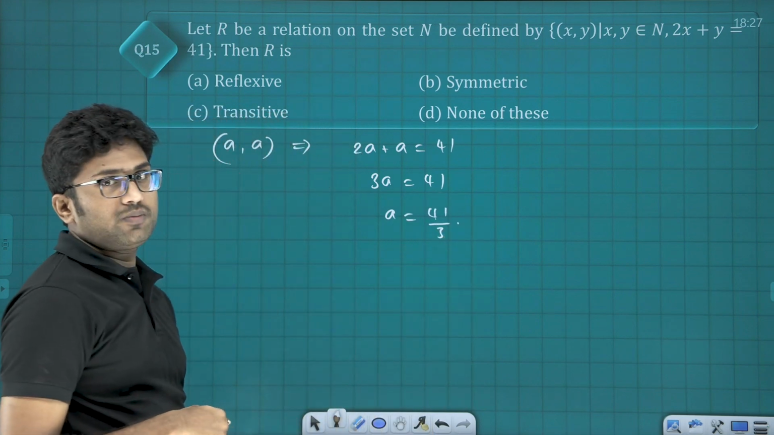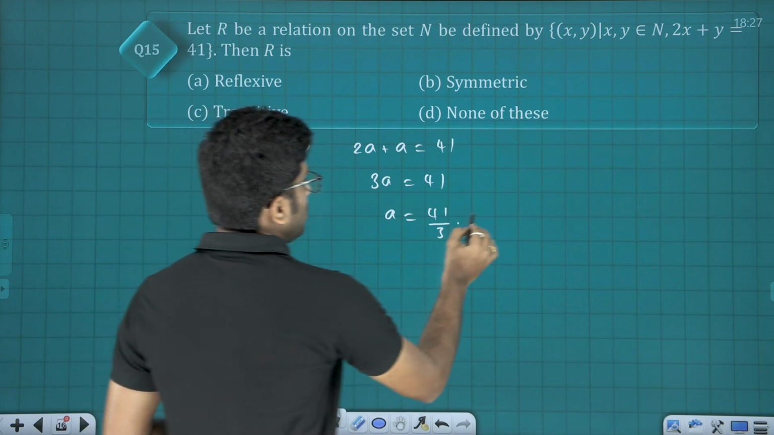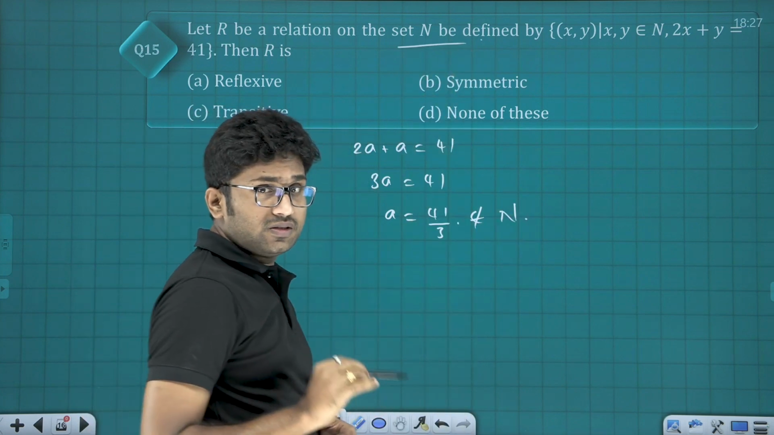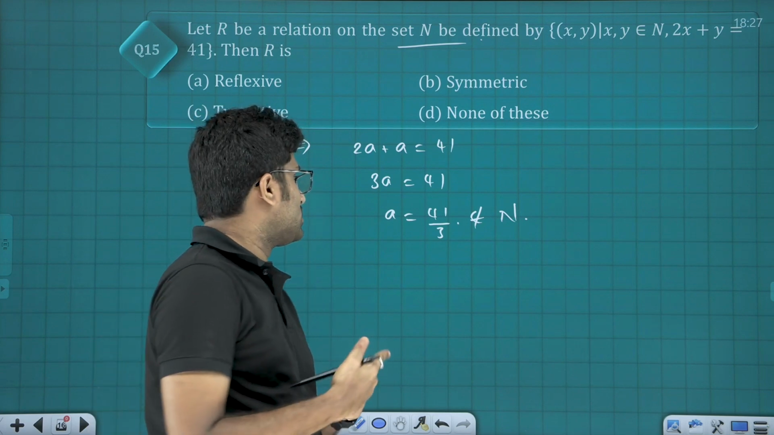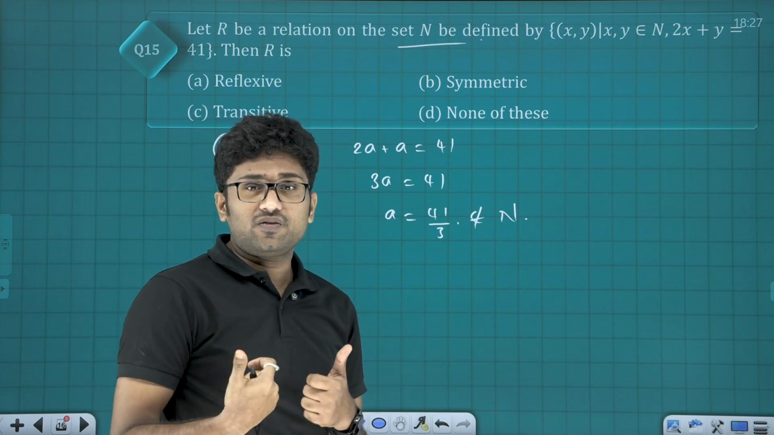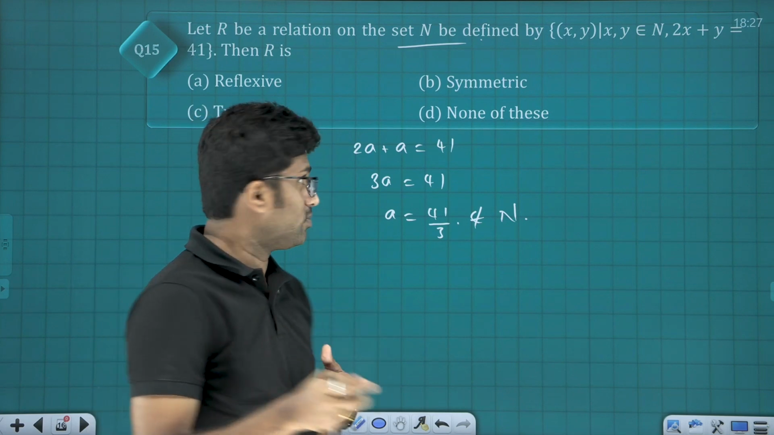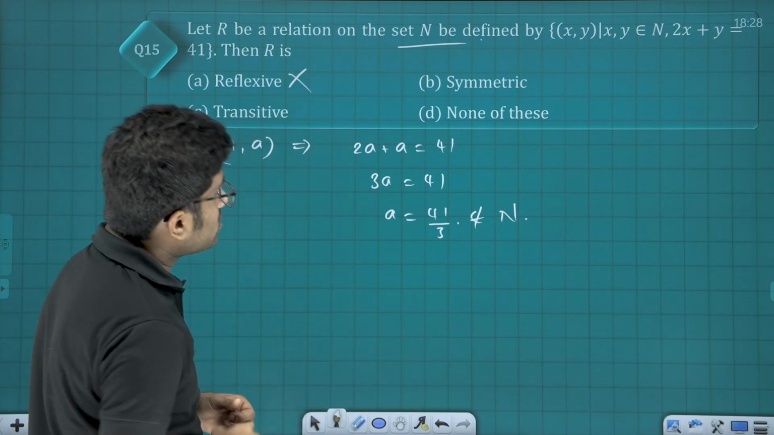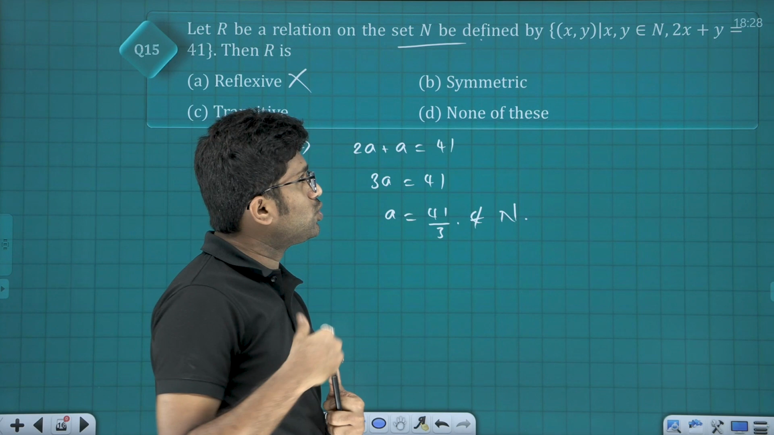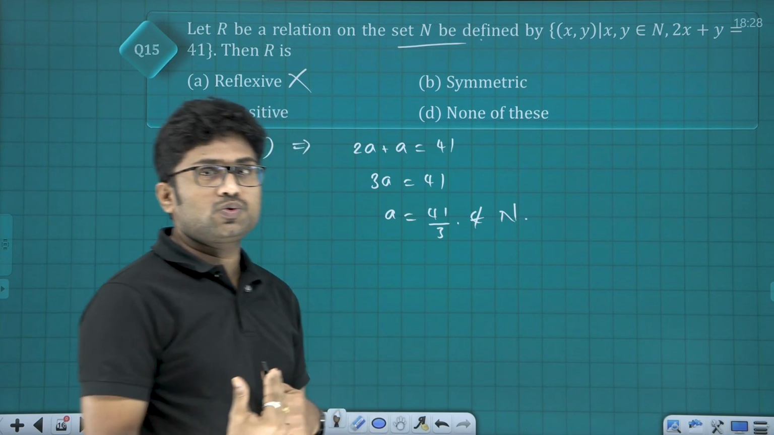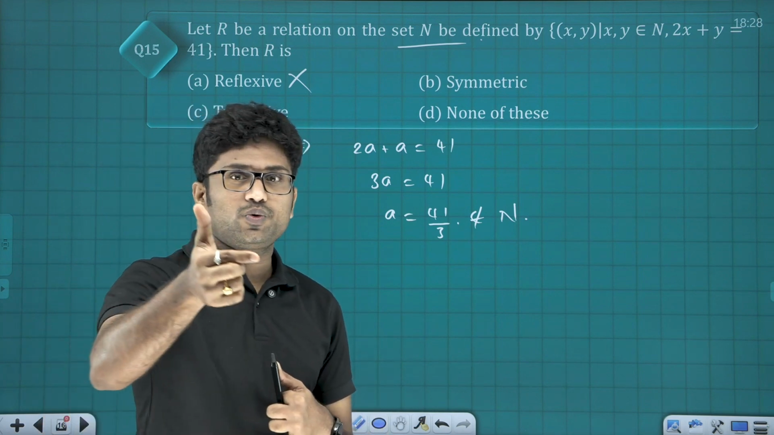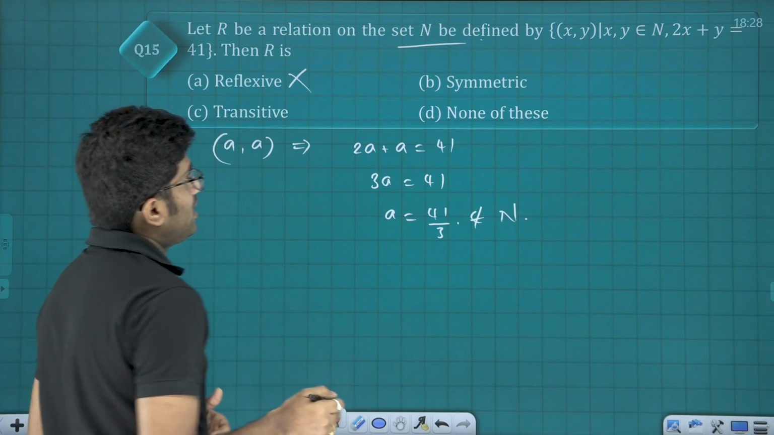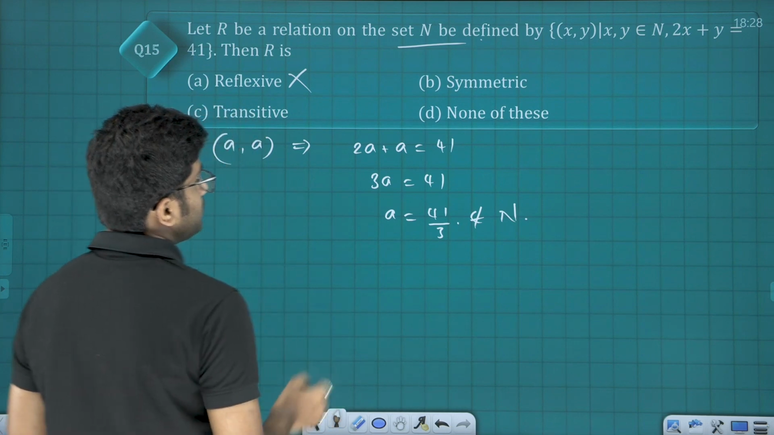Clearly 41 is not a multiple of 3, so this does not belong to capital N. Clear? There exists no a in the set of natural numbers such that a is equal to 41 by 3. Hence it is not reflexive. Okay. Next, symmetric. To show it is not symmetric, we have to take one contradictory example.